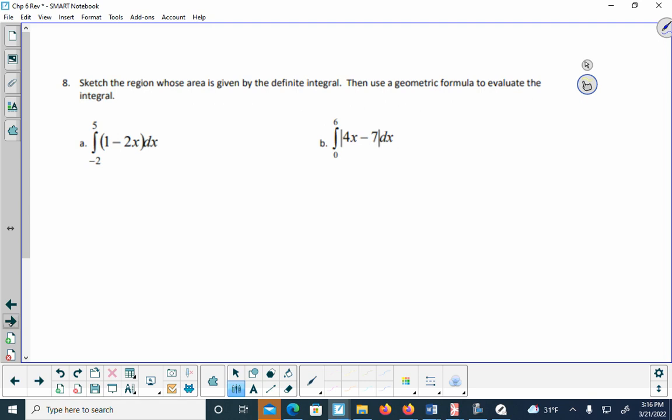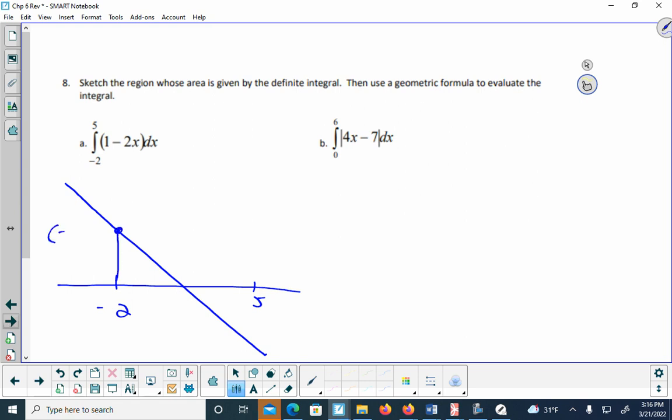It says sketch the region whose area is given by the definite integral. So if you don't have a picture, you're not getting full credit. Then use geometric formulas to evaluate the integral. So here I'm going from -2 to 5. I'm going to graph that on my calculator. And when I graph it, I see that I have a line that goes something like this. What I care about is this point here, which is -2, and then I have to find the y value.